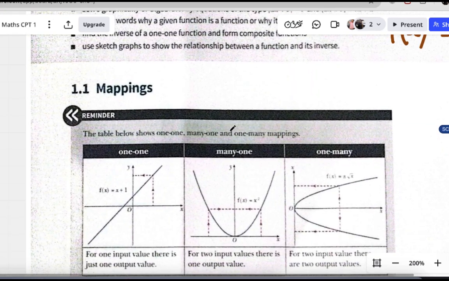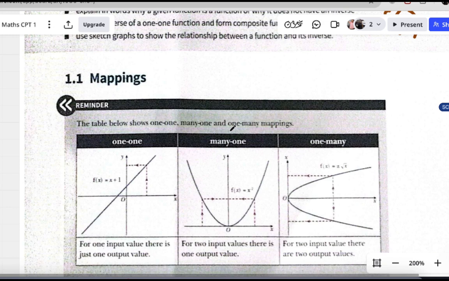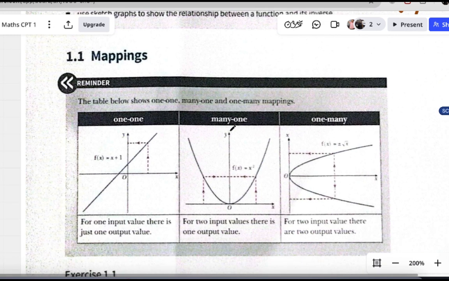Now let's take a look at the first part, which is 1.1, the mapping of functions. For a value of x, if you trace it to the line graph, you get a corresponding one value of y. For a single value of x you choose, you get one output value. So this is called a one-to-one function.